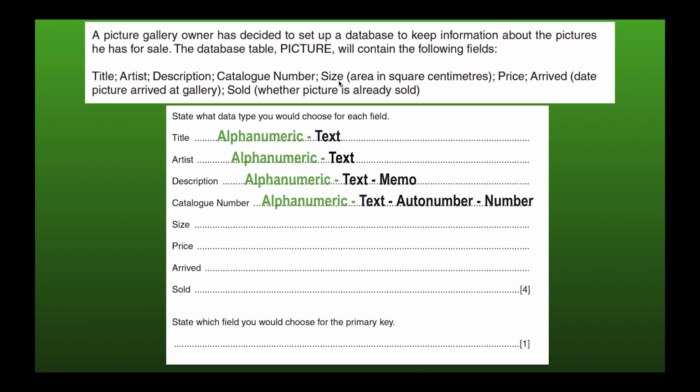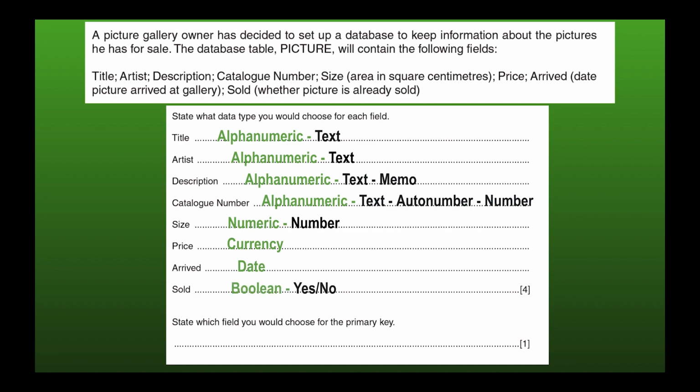Next is size, and the size is the area in square centimeters. So that is clearly a numeric value. We will mark that as a number. Next up is price. Price is about the money and the money formatting. So that is a currency field. Arrived, it's not yes, no. Arrived is the date that the picture arrived at the gallery, and so it will be a date and time field. And lastly is sold. Did that picture sell? Yes? No? Is it true or false? Did it sell? It's a Boolean.